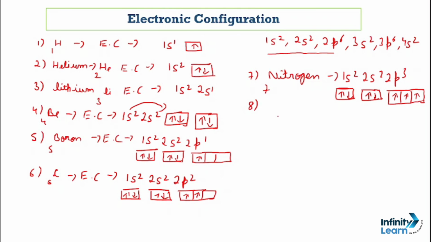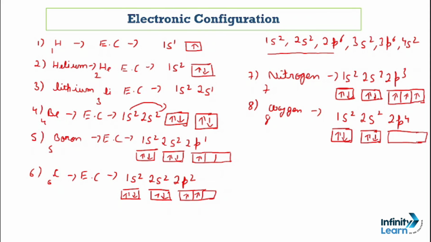Then comes the case of oxygen, and oxygen has atomic number 8. So the electronic configuration for this will be 1s2, then 2s2, then 2p4. So for s we have one orbital in which we can fill a maximum of 2 electrons, and in case of p we have 3 orbitals, and we have to fill 4 electrons here. Firstly we will fill 1 in each of these 3, but the fourth one you can fill in any of these 3. Okay, so let's fill it here.